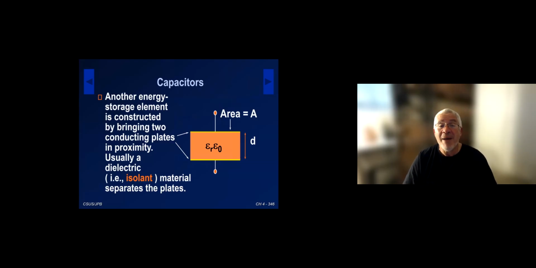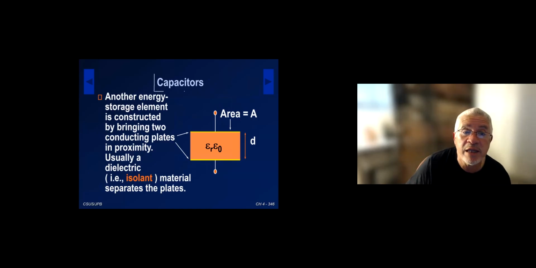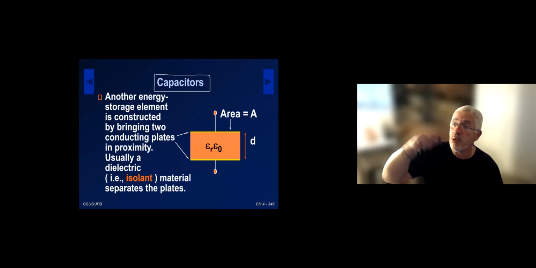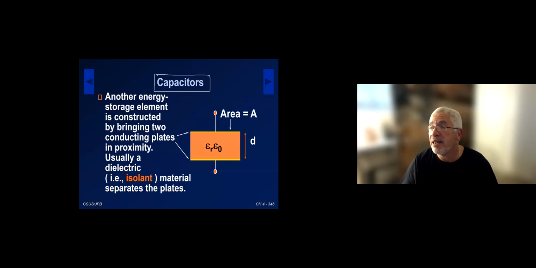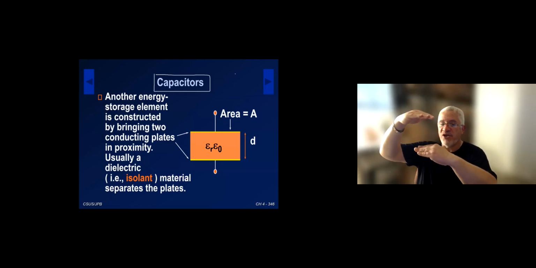So the capacitor is constructed totally differently. If you think about the inductor as wire that we make into loops to essentially reinforce the magnetic field inside the loop, a capacitor, ideally, essentially, we bring two plates in proximity.